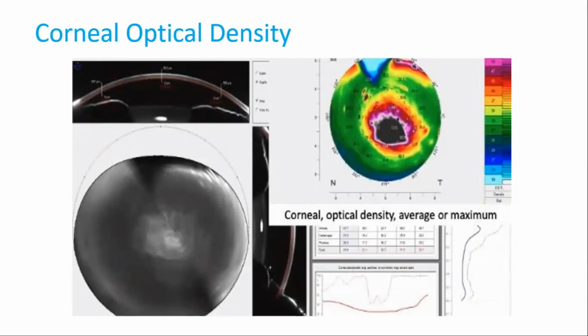And in refractive surgery, it is helpful in following up the corneal haze patients after refractive surgery. But the disadvantage of this is if the cornea is very hazy, the scatter will be too high such that the measurements are unreliable.